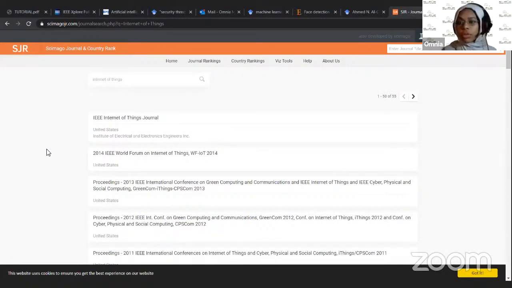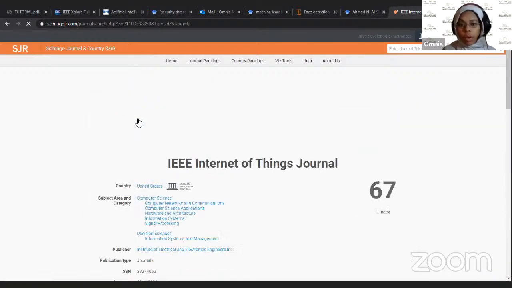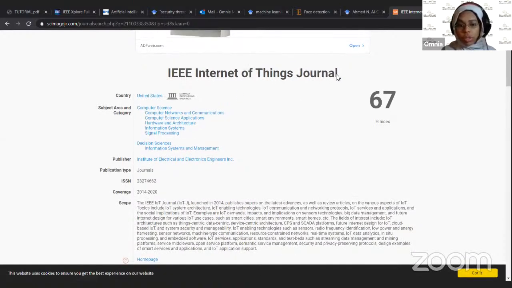This website could help in two cases. If, for example, you're looking for ideas about what the available conferences and journals are that accept IEEE IoT topics, you can view the available journals and see their ranking. For example, here we have the IEEE IoT journal.